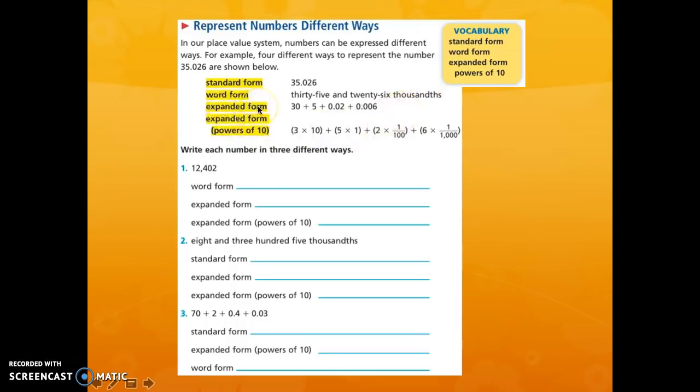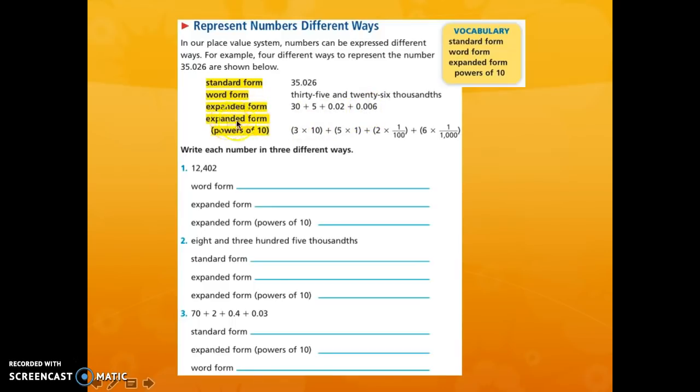Expanded form. So we're taking the same number that we start out with up here, 35 and 26 thousandths, and we're expanding it into its place value. So the 3 is in the tens place. It's the same as 30. 5 ones, 2 hundredths, 6 thousandths. Copy that down. Stop the video if you have to.